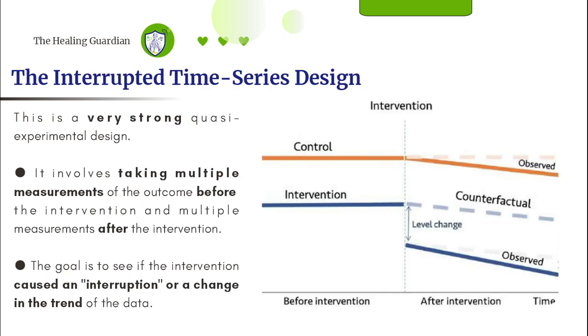But if you don't do that, you can do the interrupted time series design, and this is very strong. It involves taking multiple measurements of the outcome before the intervention and multiple measurements after the intervention. The goal is to see if the intervention caused an interruption or a change in the trend, if you're applying your public health intervention.